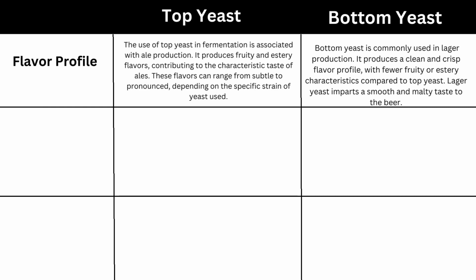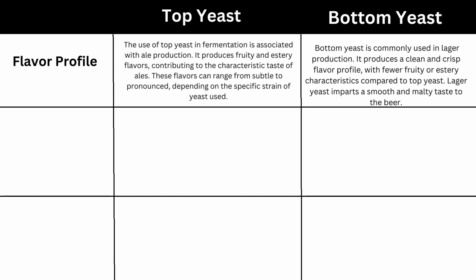Sixth, flavor profile. Top yeast. The use of top yeast in fermentation is associated with ale production. It produces fruity and estery flavors, contributing to the characteristic taste of ales. These flavors can range from subtle to pronounced depending on the specific strain of yeast used.